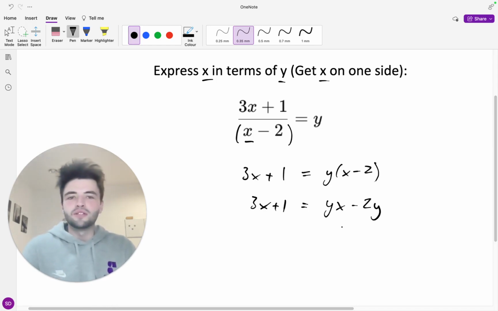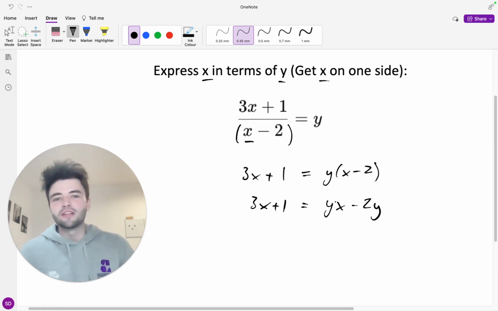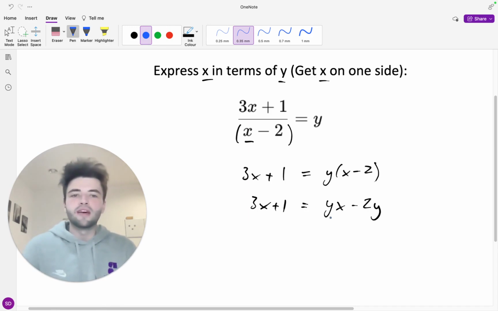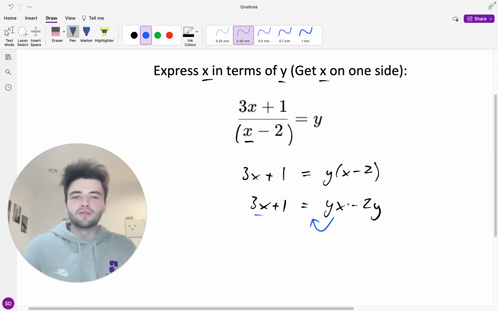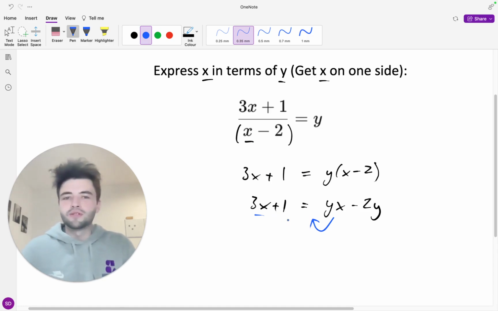And so now we just need to rearrange this to get x on one side. And so the first step I'm going to do is just to get all terms involving x, which contain an x, onto one side together. And so we see we've got this 3x, which we're going to leave on the left hand side, but we need to get this yx over as well. So they're both on the same side. So I'm just going to basically subtract across by yx, and I'm also going to subtract across by 1 to get rid of this on the left hand side as well.